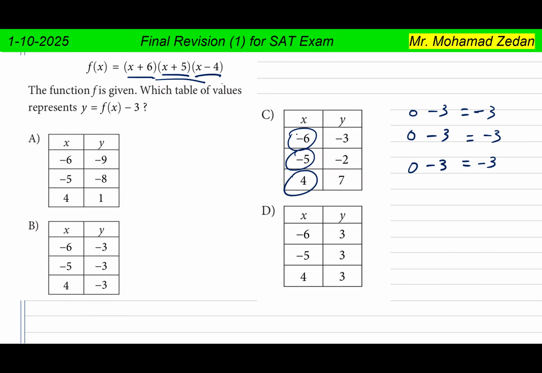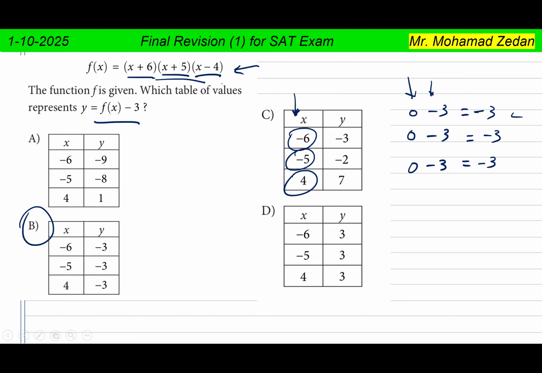I'm telling you that if you substitute these x values in the original equation, you will get all zeros, because all of them represent the zeros of the function. So if the function goes down by negative 3, each of the zeros will be reduced by 3, all will be negative 3, so the correct answer here is B. It's a very easy question.